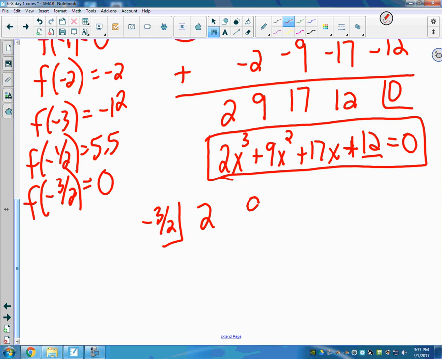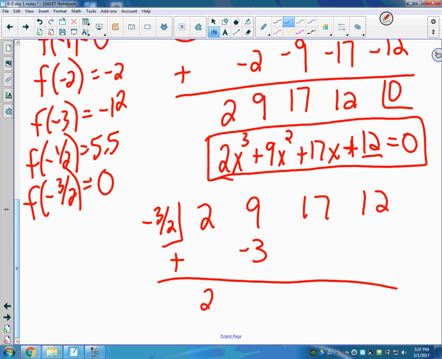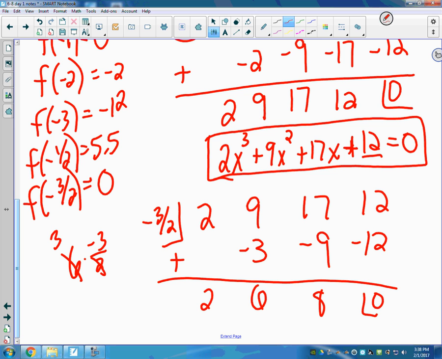So I have 2, 9, 17, and 12. And don't freak out. You can do this on your calculator, but when you multiply 2 times -3/2, the 2's are just going to cancel. So that's -3. Then I'm going to get 6. And 6 times -3/2, the 2 would cancel with the 6. And that would just be 3 times -3, which is -9. And then 17 minus 9 is 8, right? And so the 8 and the 2 would cancel out to be a 4 times -3 is -12, which gives me 0.